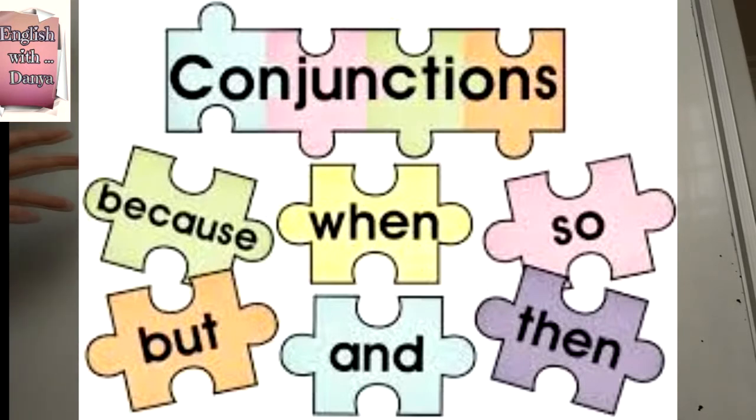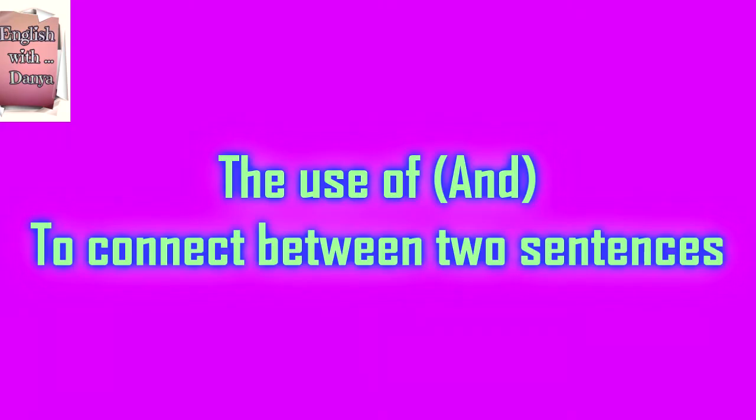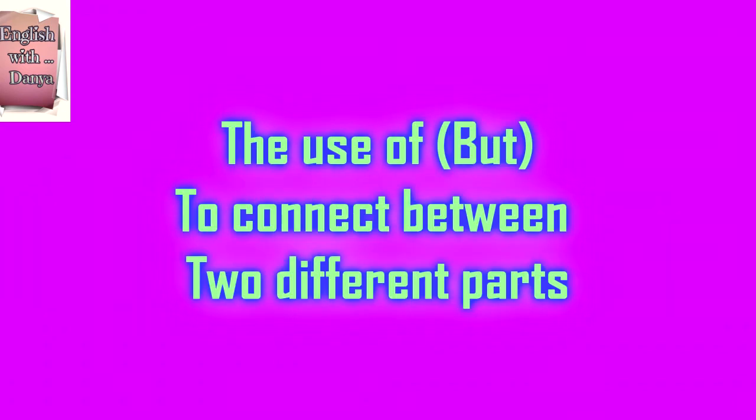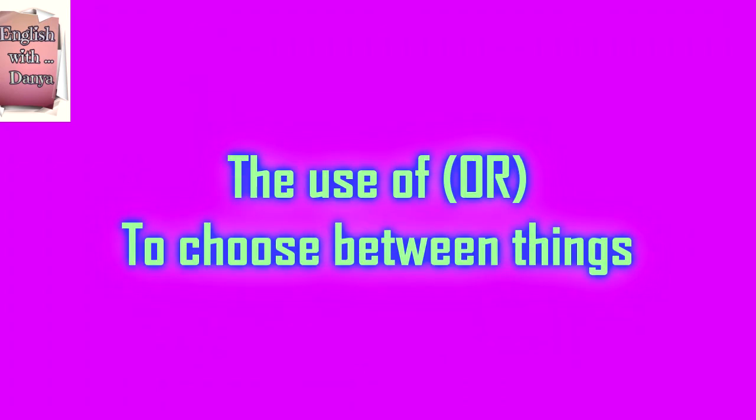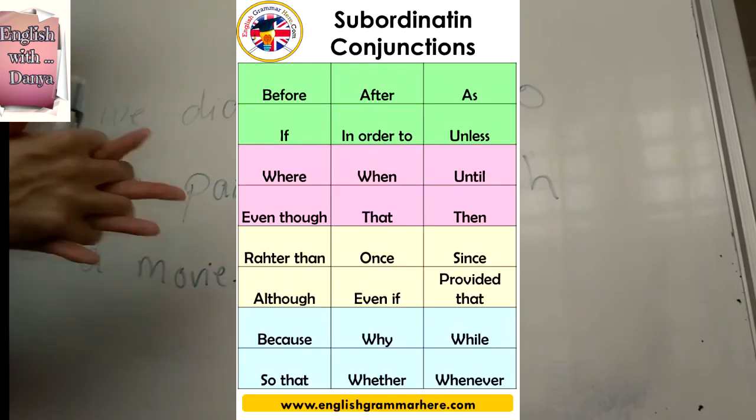And as I told you a few minutes ago, the only thing that you need to look at is the meaning of the sentence. You need to look at the meaning and ask yourself, what are you trying to tell here? Are you trying to tell that two sentences are connected to each other, or one sentence is the opposite of the other one, or you need to choose between two things in the sentence? These are the things that you need to look at before using the conjunction.